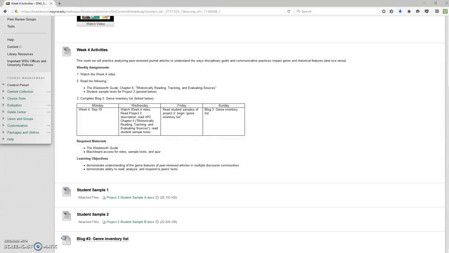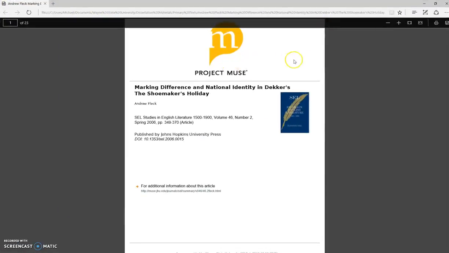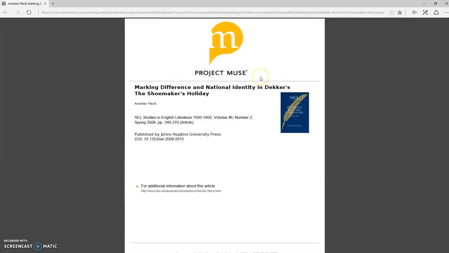Okay, so to start out, we're going to take a look at this article right here. This is an article that I found on our Wayne State database. Project Muse is an article database that we have access to through the library. Because I found it through the library, and through the research guides section, I know that this is a good article.